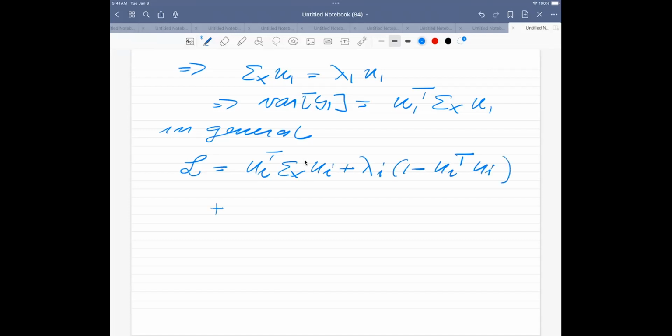And then I have to make sure that these solutions are orthogonal to all the previous ones. So this would go up to some i minus 1, and then I have a gamma_j of u_i^T u_j. So these will be all the previous vectors which I found.